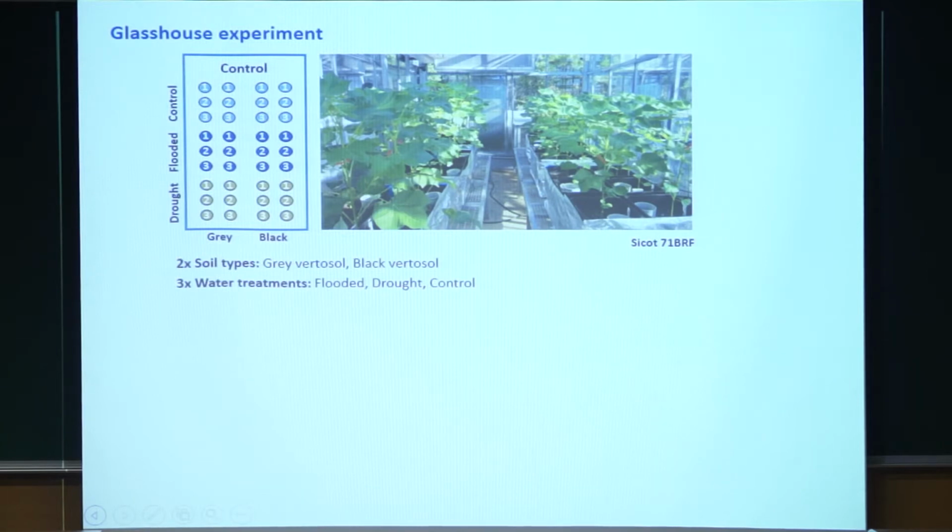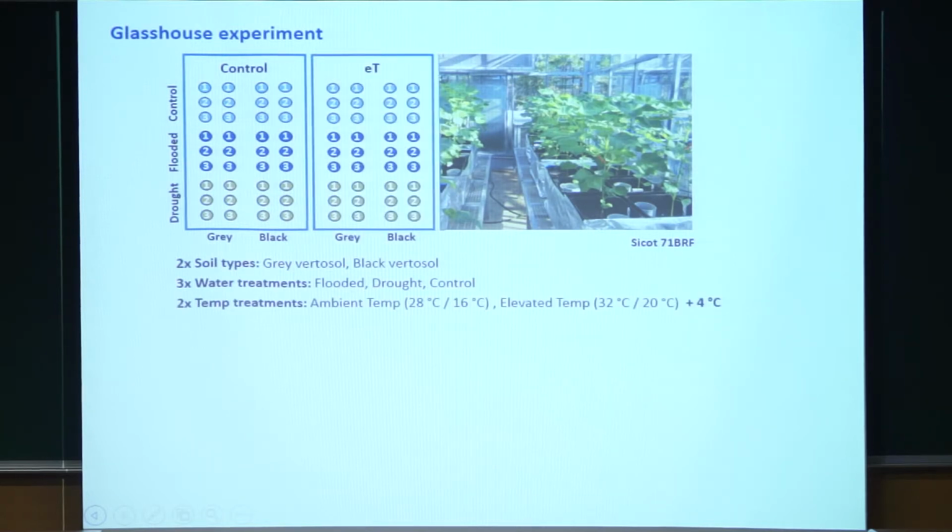Here's our glasshouse. So what we did is we collected soils from the field, and then we drove them 5 hours south to Sydney. We collected the A and B horizons, and then we reconstituted the soil and let it sit, so the right soil microbial community was in there, and the structure was as good as we could do. We used 2 soil types. We had 3 water treatments. We had a control, a flood, and a drought.